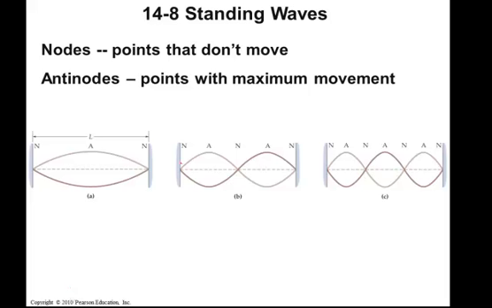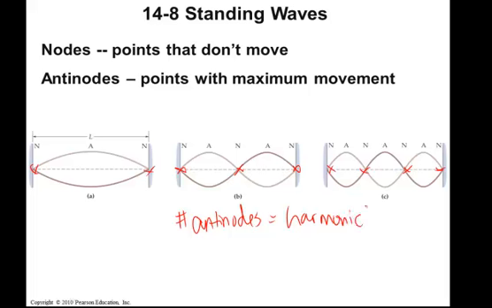Nodes are places that don't move. Here, here, here, or here, here, here, here, or obviously here at the two ends. The antinodes are the points that move. So that's the humps that you have. So 1, 2 antinodes, or 1, 2, 3, 4. This is the third harmonic, and notice it has 3 antinodes. So the number of antinodes tells you the harmonic.